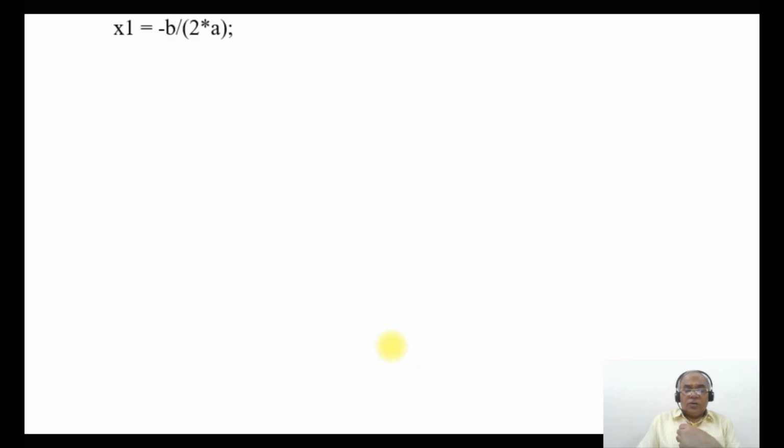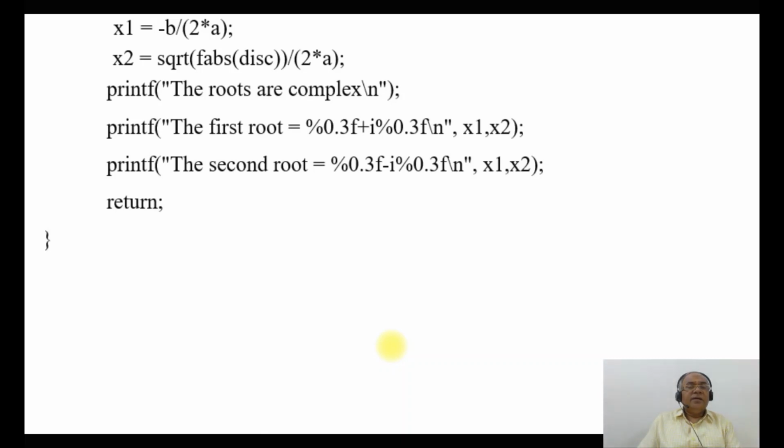Similarly, when we have complex roots, x1 is equal to minus b by 2a and x2 is the square root, fabs of the discriminant value by 2 into a. So the roots are complex. Here the first root is percentage 0.3f plus i into percentage 0.3f slash n, with x1 and x2. The second root will be a plus or minus i into b. So here one is the plus and the other is the minus sign. Then it returns those values.